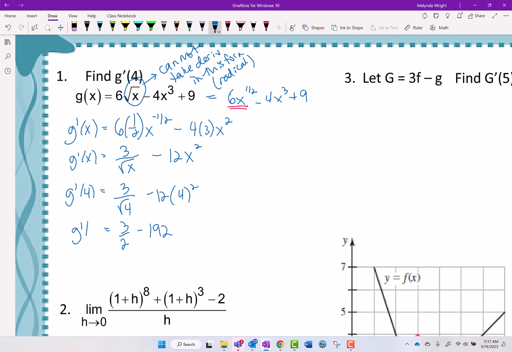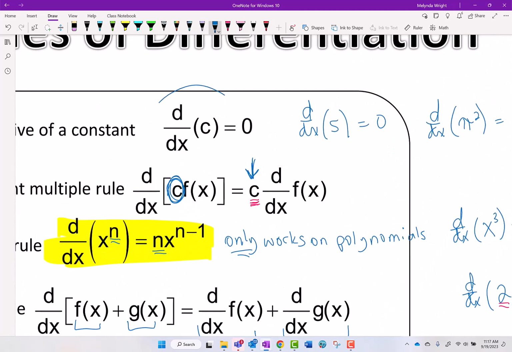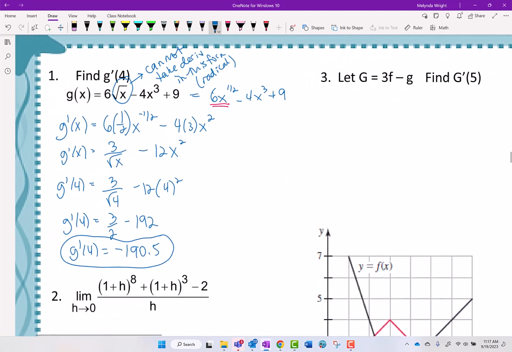So g prime of 4 is negative 190.5, or negative 190 and 1/2. There's a 9 at the end of that problem. Do we add that or no? Okay, so let's go back to our rule up here. If I take the derivative of a constant, I get 0. And 9 is the constant. So I took the derivative of 9 and it's gone. It's just gone. Is that okay? Okay.